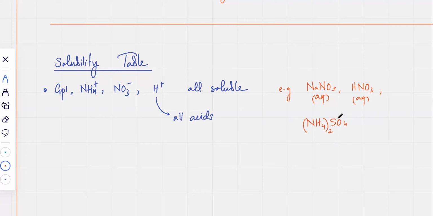Why? Because you've got NH4+1 in it. So whenever you see any formula that has any of these ions, that compound would probably be soluble. Is this point clear? Yes, sir. Is everyone else clear? Just type yes or no in the chat.